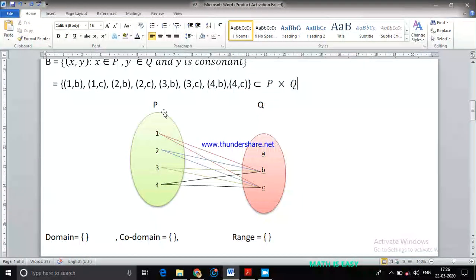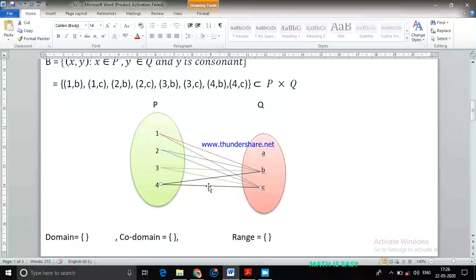And you can see the diagrammatic representation of B. 1B, 1C. So from 1 I have drawn the line to B, and from 1 I have drawn the line to C. Then you have 2B, 2C, then 3B, 3C, then 4B and 4C. So even looking at the diagrammatic representation, you can say the elements are mapping to consonant elements. So that is the relation from P to Q.